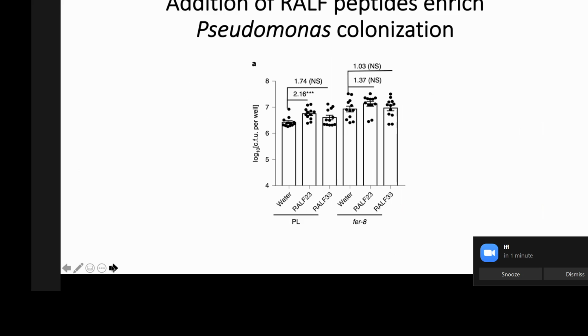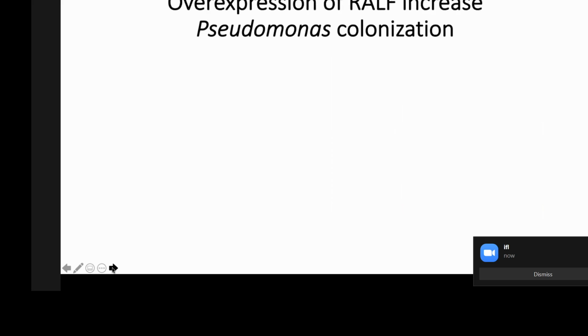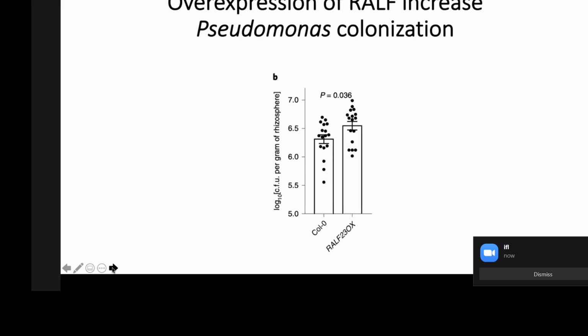So I think this is just more evidence that this is really the reactive oxygen species that is inhibiting Pseudomonas in the rhizosphere. And then finally, they overexpressed Ralph 23 and then saw an increase in the CFUs as compared to wild type.